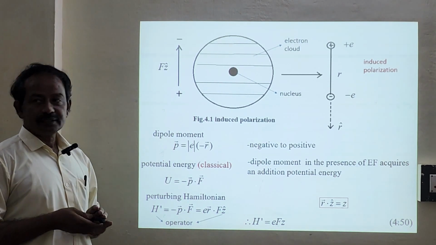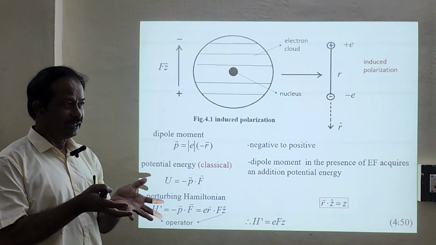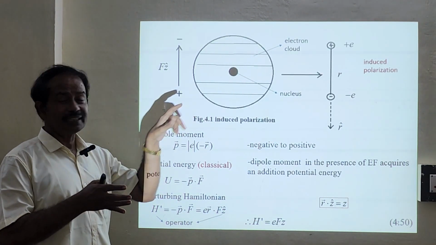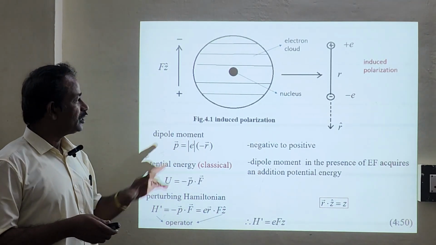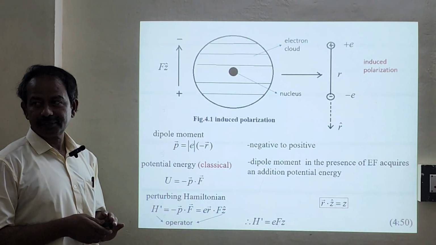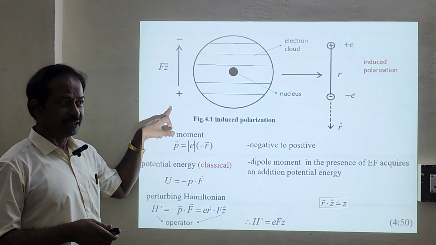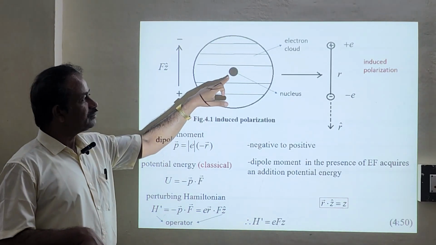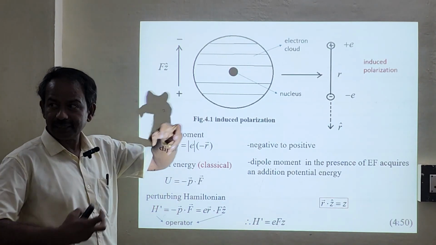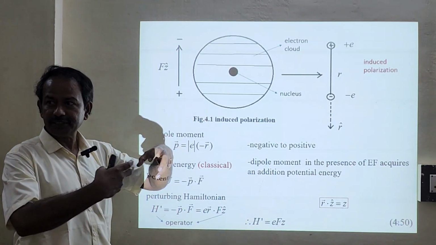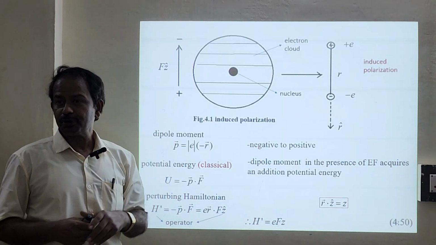Just consider this is an atom and the nucleus is at the center. We have the electrons around the nucleus, correct? So you consider this as an electron cloud in the presence of the electric field. The moment you switch on the electric field, all the electrons will be attracted towards the positive terminal, the positive potential. The proton will be attracted towards the negative potential. So there will be a stretching between positive and negative. This stretching is what we call induced polarization.